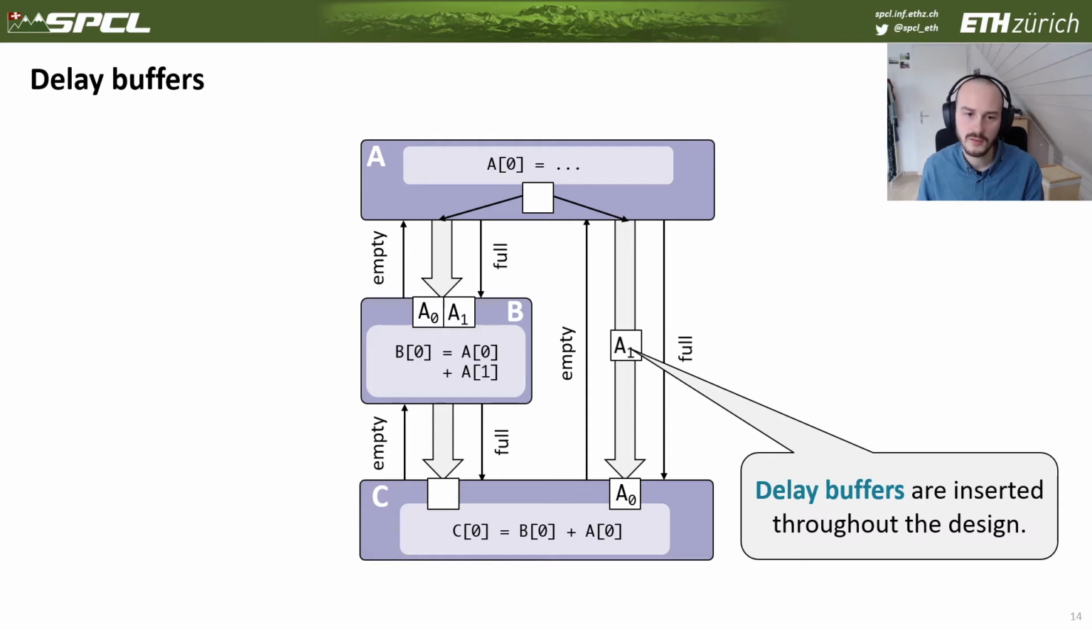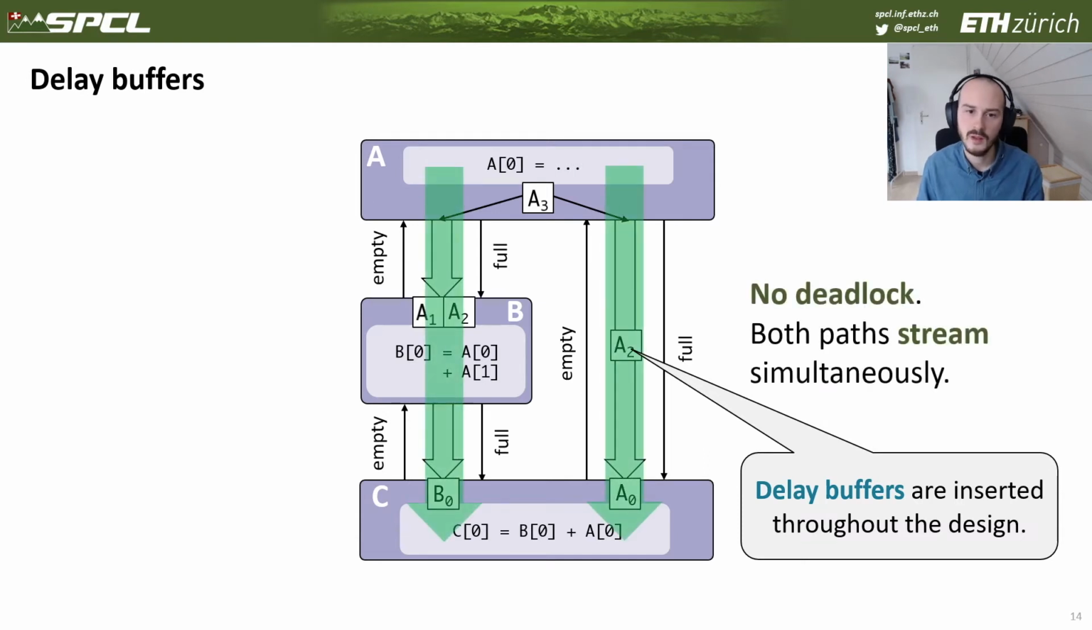And now B would have everything it needs in order to compute the first output, which would populate the input of C and then allow C to continue its computation. And then we could continue streaming. A could produce the next value, the internal buffer of B would be updated, the delay buffer would be updated, and so on. So if we do this, we can reach a state where we avoid these deadlocks and where all of the paths can stream simultaneously.